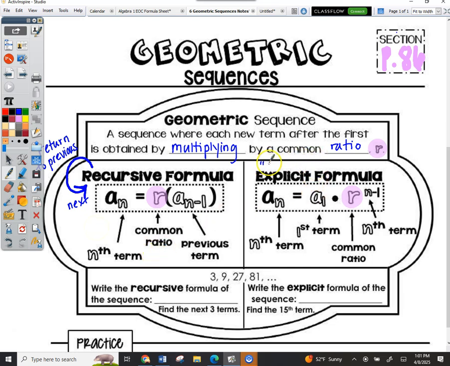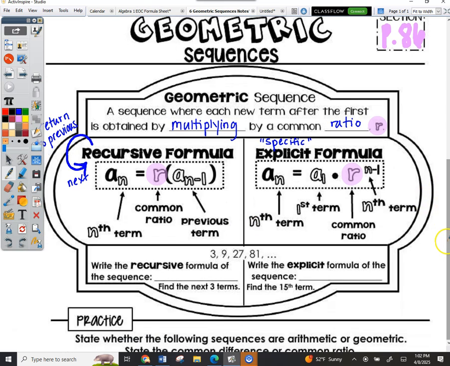Explicit means specific. Like if I wanted the 500th term in the sequence, I don't want to sit here and find all the ones before it. I want to jump straight to specifically term 500. Okay? Stay awake. All right, now here's what I need you to know.